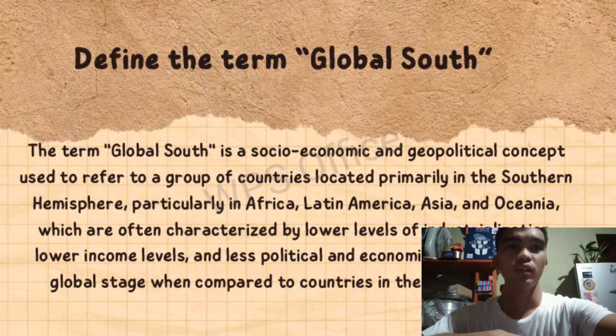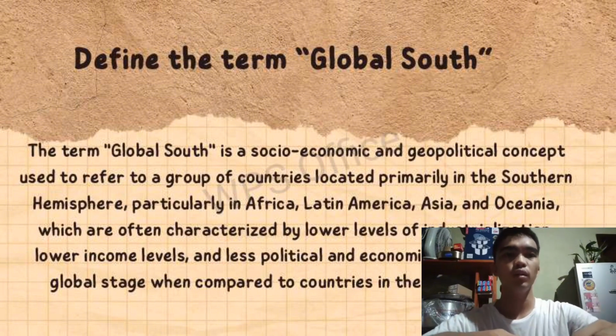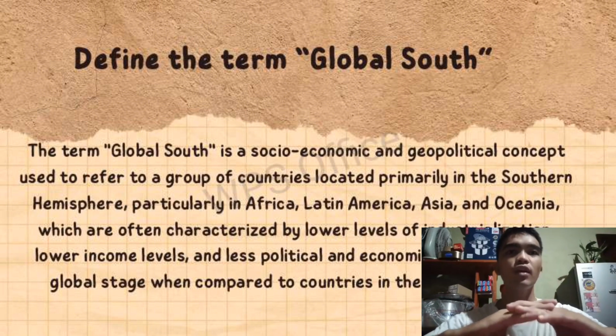So, the term Global South refers to a socio-economic and geopolitical concept used to describe countries and regions located primarily in the southern hemisphere that are often characterized by lower levels of economic development.